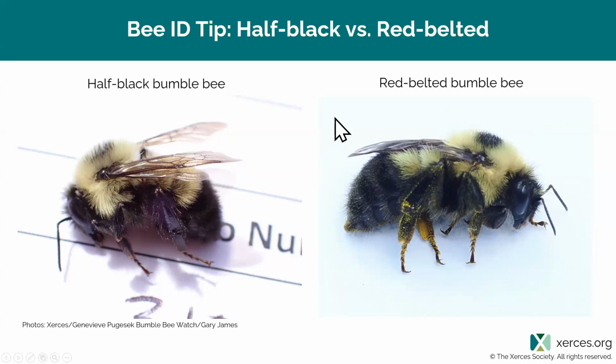So things to look out for when differentiating these species is, once again, that pattern on the thorax. Do you see more of an eye shape as compared to a dot like you would expect for the half-black bumblebee? And then what's going on with T2? Are those yellow hairs extending all the way to the end of the segment, as you would expect for a half-black bumblebee? Or are you seeing more of a crescent shape like you would expect to see for a red-belted bumblebee?